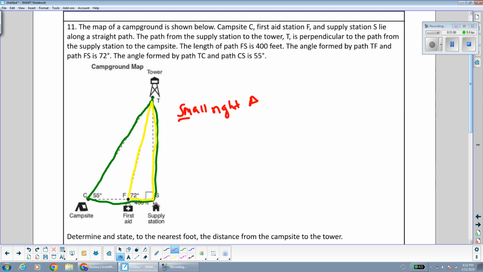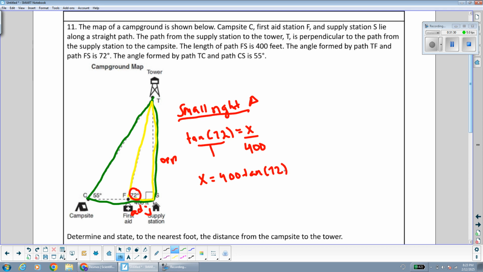So for my small right triangle, I'm finding opposite, and I have adjacent from the 72-degree angle. So I'm going to use tangent. Tangent of the 72-degree angle equals x, that's what I'm finding, over 400. I'm going to cross multiply. And I have that this side over here is 400 tangent 72.